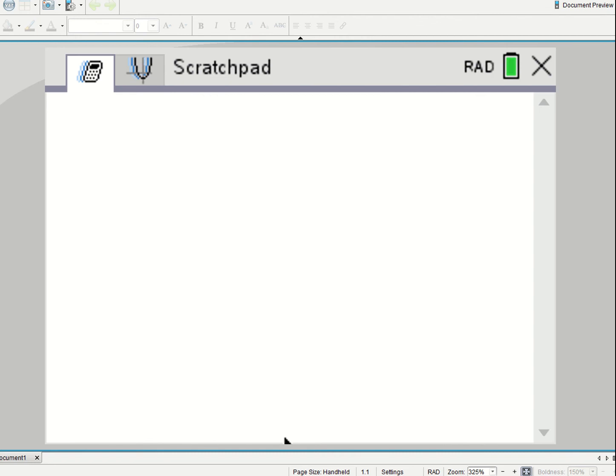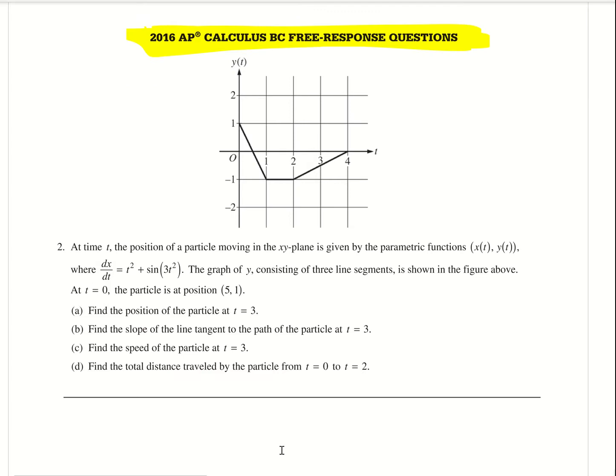Okay, so let's take a look at this problem. This particular problem, we're looking at a graph analysis problem here. At time t, the position of a particle moving in the xy plane is given by this parametric equation. And then we're also told the derivative of x with respect to t. The graph of y, consisting of 3 line segments, is shown. And then we also know that at time 0, we have a position for the particle.